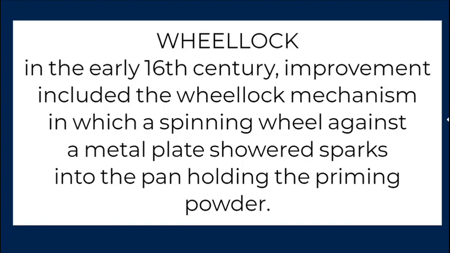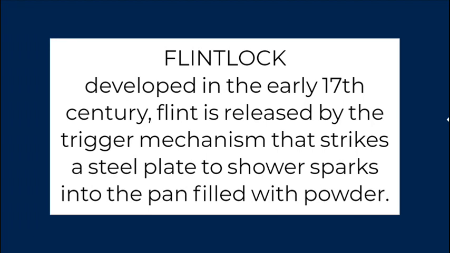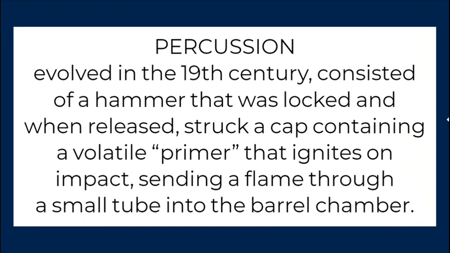2. Wheel-lock. In the early 16th century, improvements included the wheel-lock mechanism in which a spinning wheel against a metal plate showered sparks into the pan holding the priming powder. 3. Flintlock. Developed in the early 17th century, flint is released by the trigger mechanism and strikes a steel plate to shower sparks into the pan filled with powder. 4. Percussion, evolved in the 19th century, consisted of a hammer that was locked and when released, struck a cap containing a volatile primer that ignites on impact, sending a flame through a small tube into the barrel chamber.